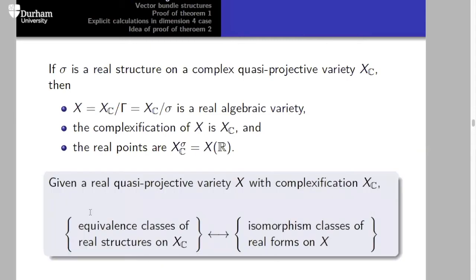And there's this duality: if I have a real quasi-projective variety X with a complexification X_C, equivalence classes of real structures on the complexification are in bijection with isomorphism classes of the real forms on X. So I want to give infinitely many isomorphism classes on X. I can do it by looking at equivalence classes of real structures on the complexification. Okay, so that's the way I'm going to attack this problem.